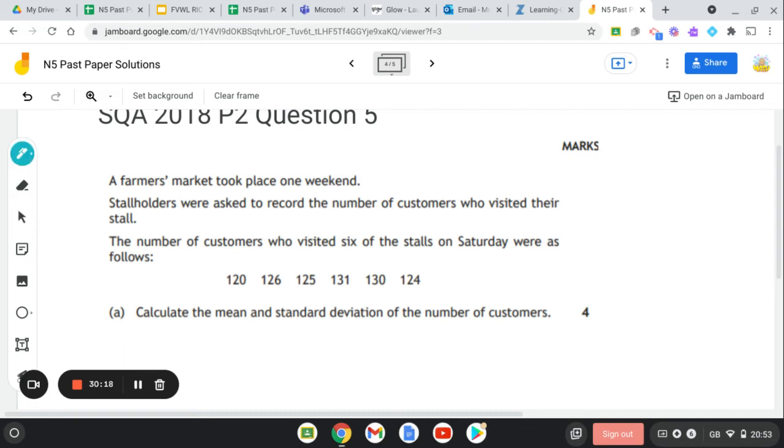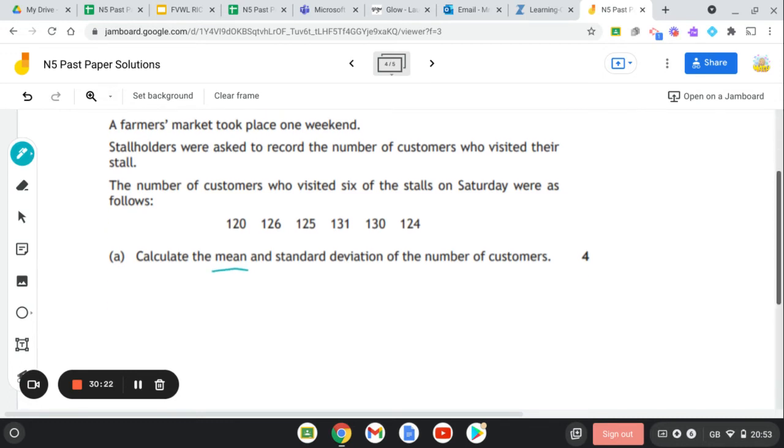So they're asking you for 2 things here. First of all, they're asking you for the mean. Now, the mean should be straightforward. What we're doing for the mean is we're just adding them all up. So take your calculator to hand. You've got 120 plus 126 plus 125 plus 131 plus 130 plus 124. So when I've added all them up, I get 756.